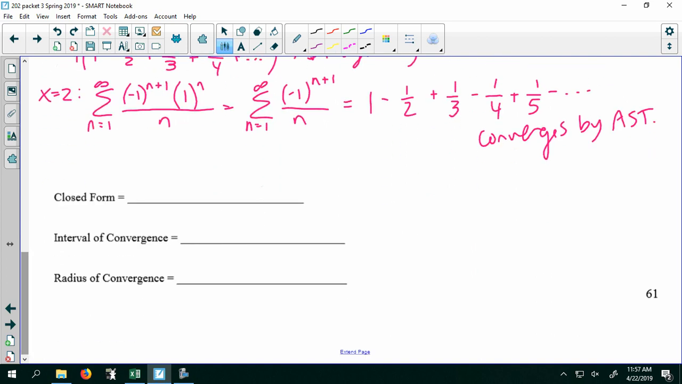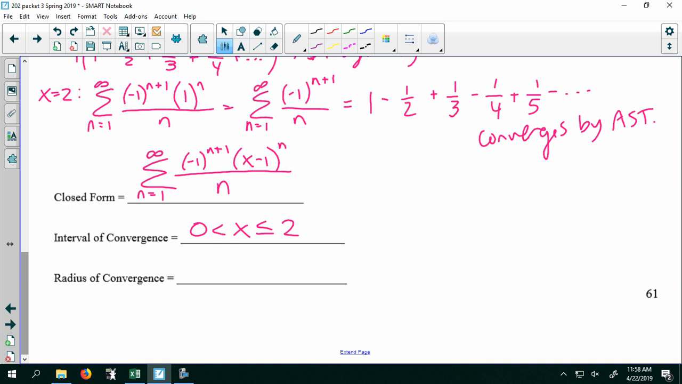So to finish writing this out, my closed form, I wrote this earlier, but I'll write it again in the answer line. This is the sum from n equals 1 to infinity of -1 to the n plus 1 times x minus 1 to the n all over n. And my interval of convergence, we just decided, is 0 less than x less than or equal to 2.